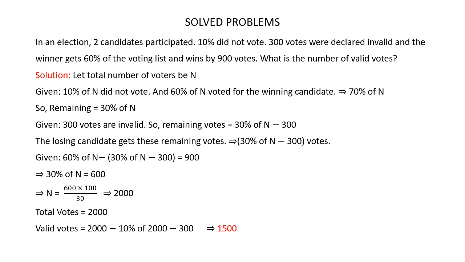So the total number of voters is 2000. It's given that 10% of the total voters did not vote. This means that 10% of 2000 did not vote. It's also given that 300 votes were declared invalid. So valid votes is equal to 2000 minus 10% of 2000 minus 300, which is 1500. So the number of valid votes in the election is 1500.